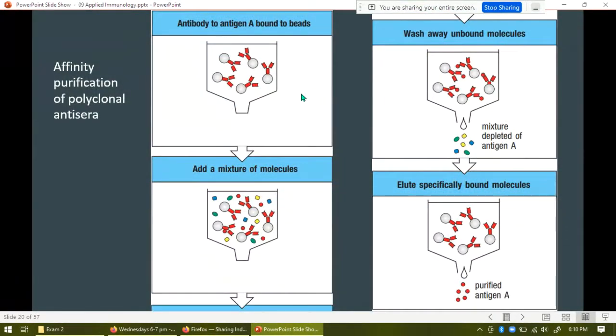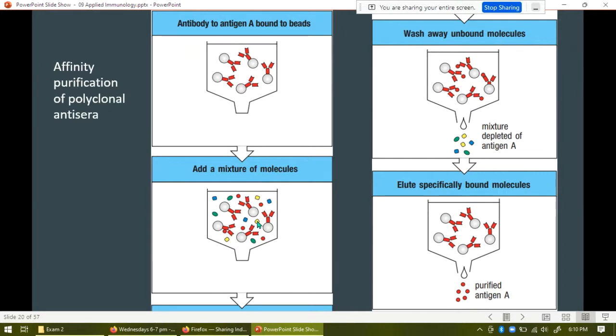And this is Janeway's depiction of it. Antibody to antigen A might be bound to beads. So this is when you want to do it the other way around. You can actually pull an antigen out of solution by using antibodies bound to beads in a column. So you have antibodies bound to beads in a column, and they're specific for the red antigen in a mixture of molecules.